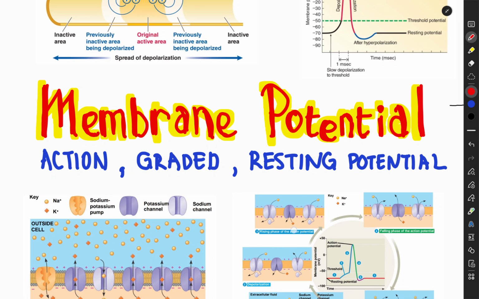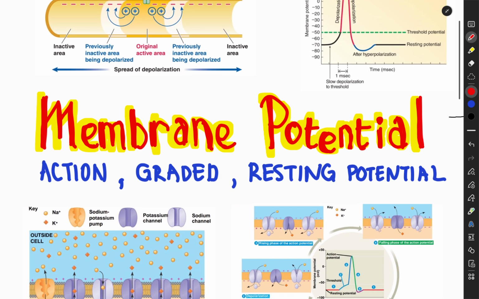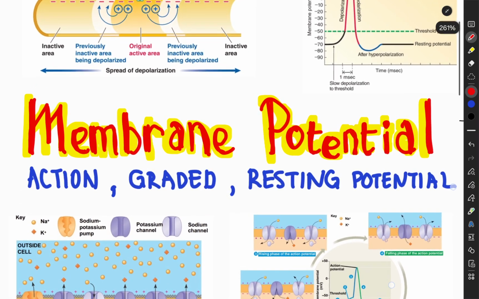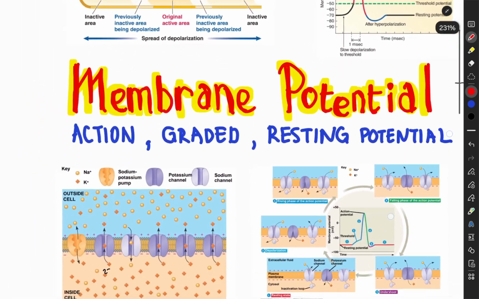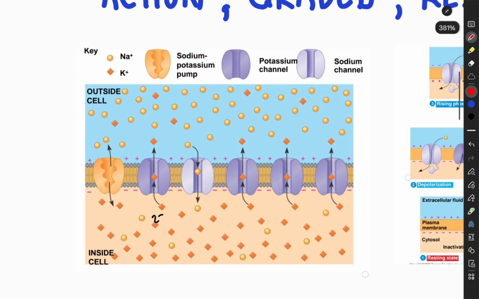So, this is an important topic to study coordination. You can have a better understanding when you try to learn the central nervous system or peripheral nervous system by understanding membrane potentials first. So let's start from the basics, from a cell.